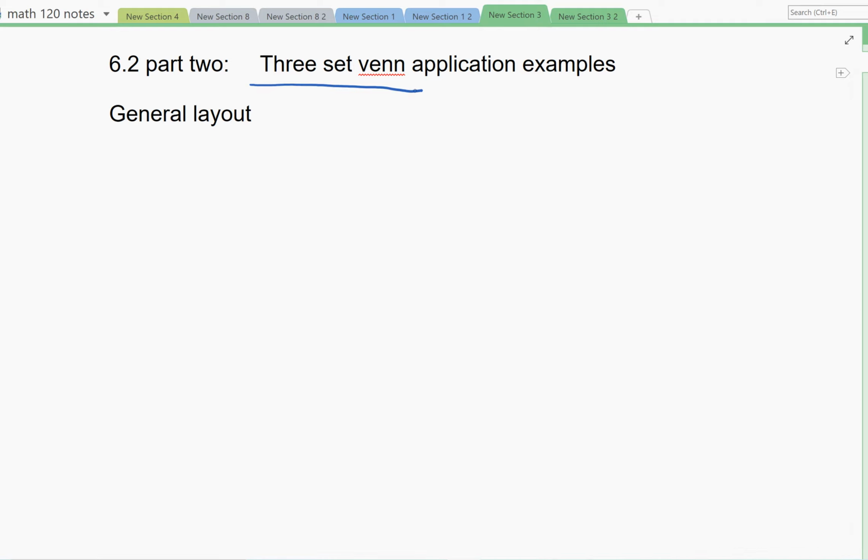And so these are going to be application types. Again, most of them are surveys where we have a list of information based on our survey. And we can put that information carefully into a Venn diagram, which will then help us answer whatever questions we've been asked about it. Alright, so again, a Venn diagram with 3 sets is as big as we'll go.